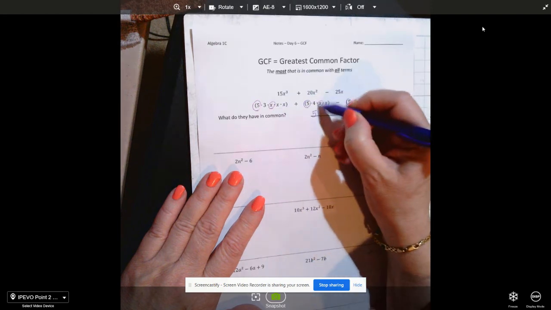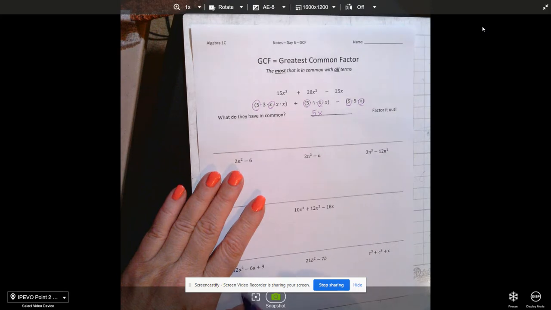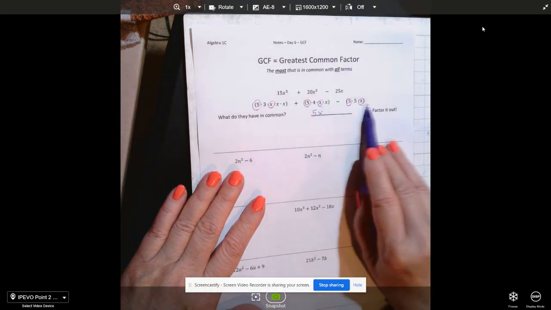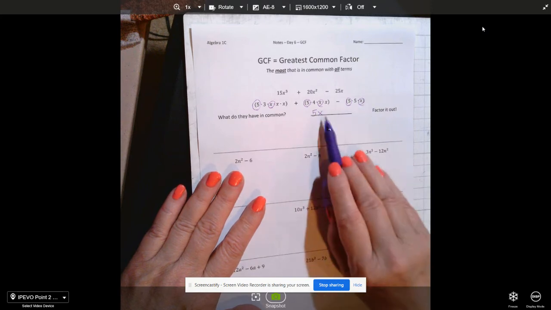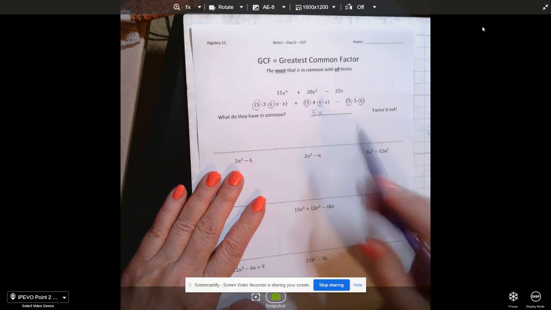This has an x, this has an x, and this has an x. So I can put an x down because they all share an x. This one has an x, this one has an x, but I've already taken this x, so he has no other x's to give me. So the only thing they have in common is a 5x.